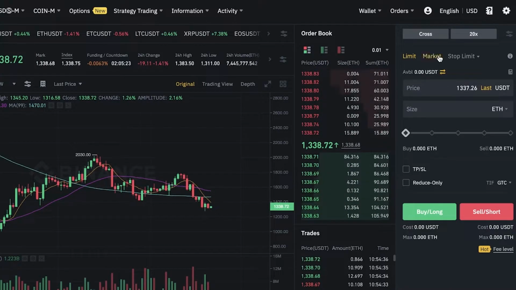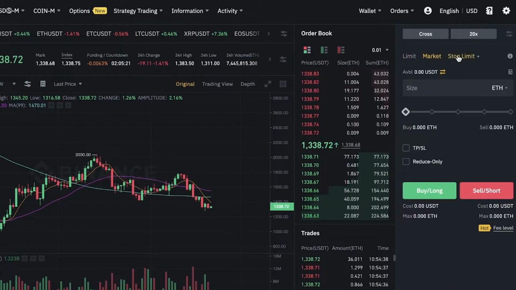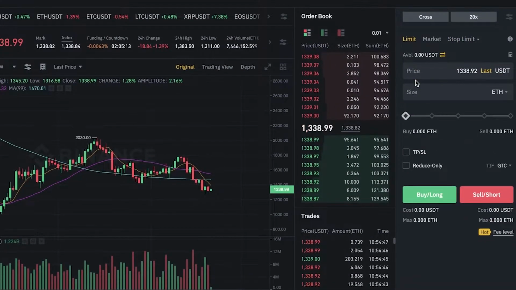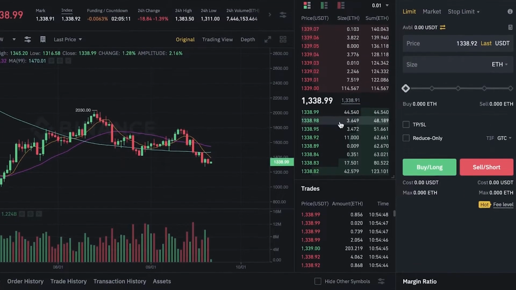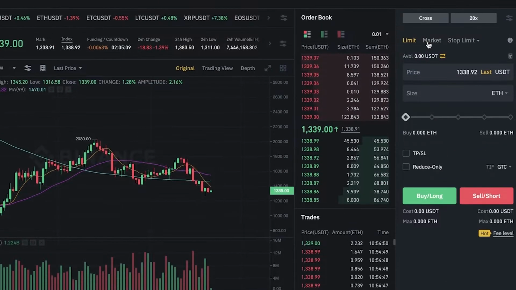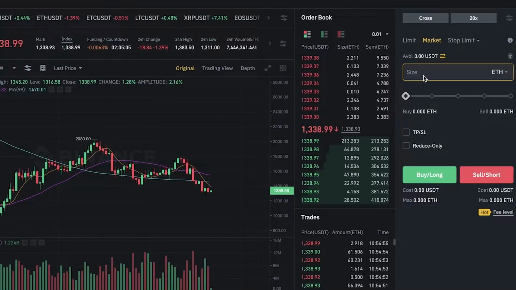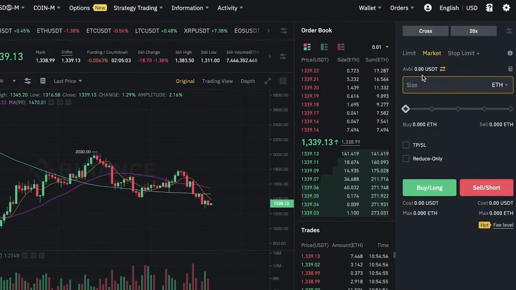Now you have limit orders, market orders, and stop limit orders. Stop limit orders are only triggered when a certain price is reached. Limit orders are put out at a specific price point. And then you also have market orders that will be placed directly into the market for a certain amount of Ethereum or whatever token you have chosen.